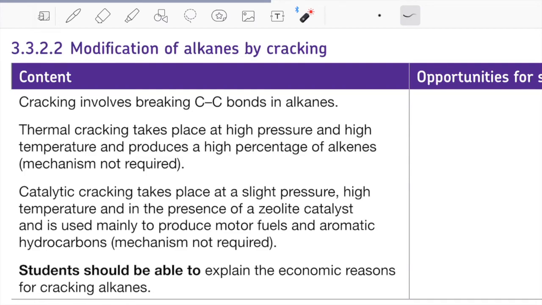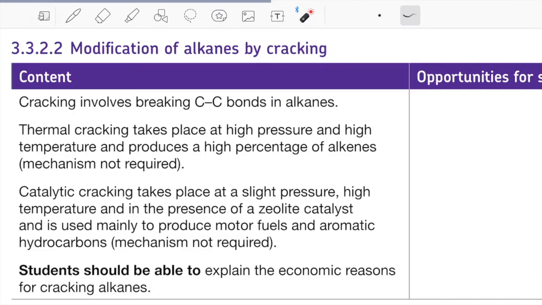Okay, so now we come to cracking. There isn't really a great deal to this, and this probably is one of those areas where, in a sense, it's about recall. It's about remembering the little specifics, the little details, the conditions, basically, that cracking has to undergo.